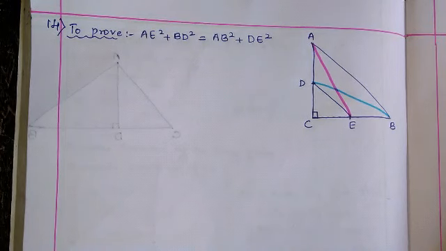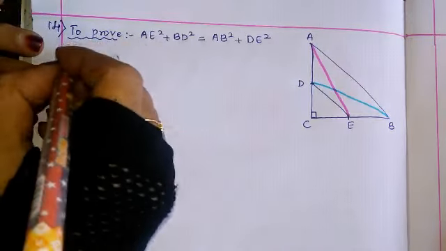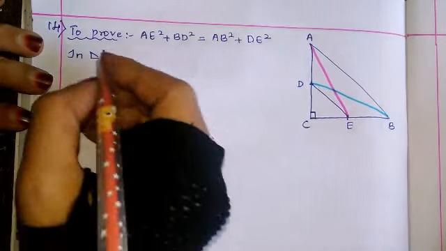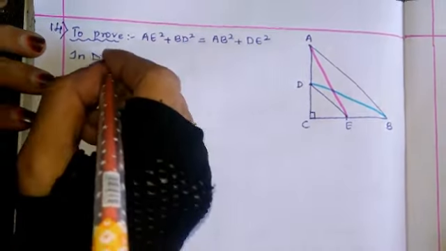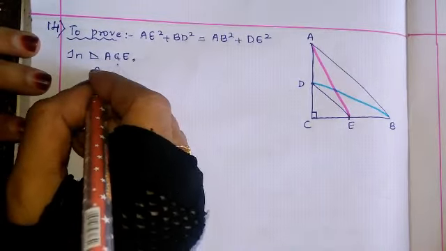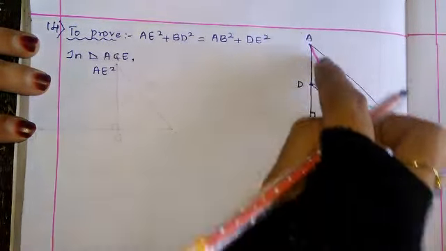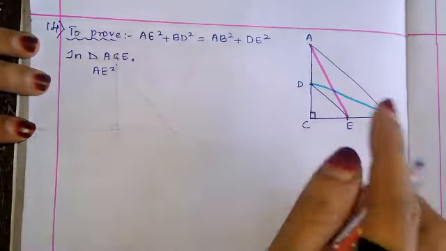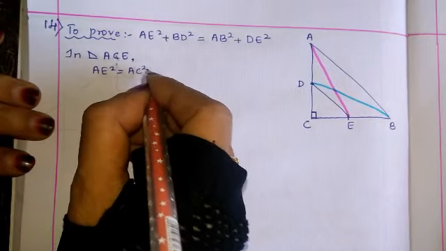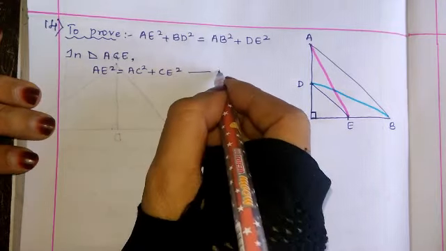Let us start proving this. In triangle ACE, AE we want. Let us take the right angle triangle because this is the 90 degree. In triangle ACE, AE square is the hypotenuse, opposite the 90 degree. Pink color I have used now, that is the hypotenuse. AE square is equal to AC square plus CE square. Let us consider this as equation 1.